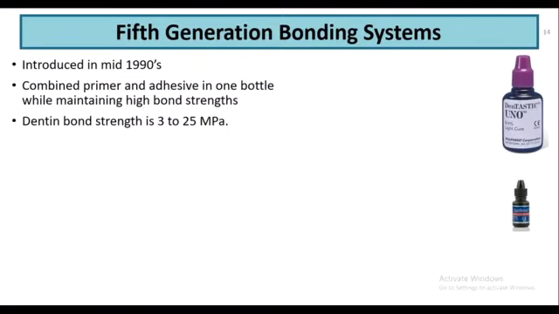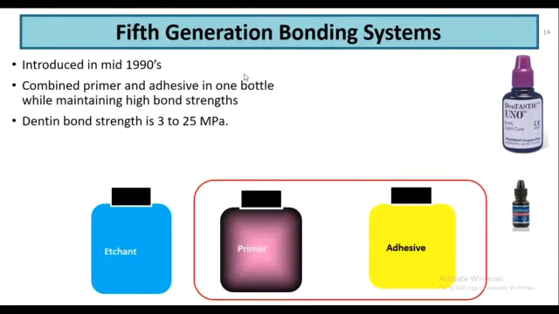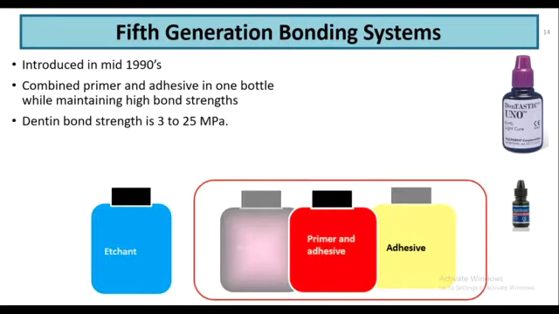Whenever you come on to the fifth generation bonding agent, it was introduced in the mid 1990s, which has a combination of primer as well as adhesive in one bottle. So they have combined primer as well as adhesive, and the etchant is separate.